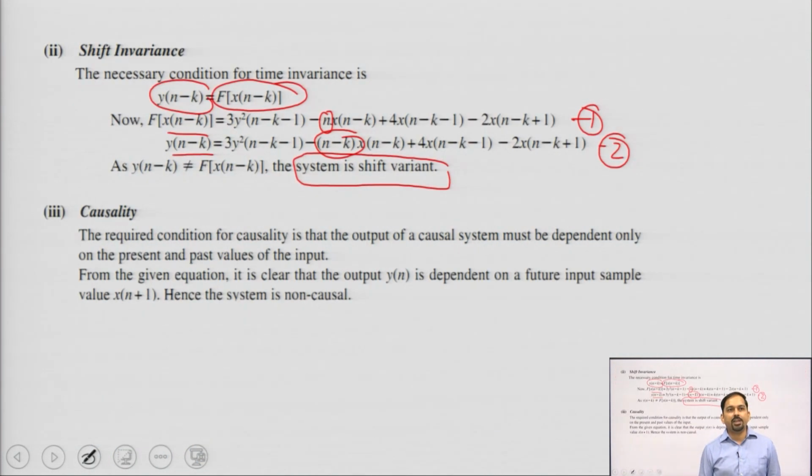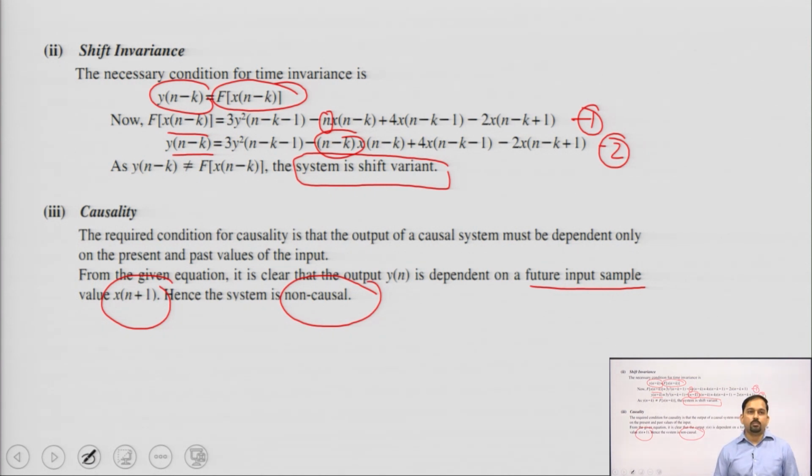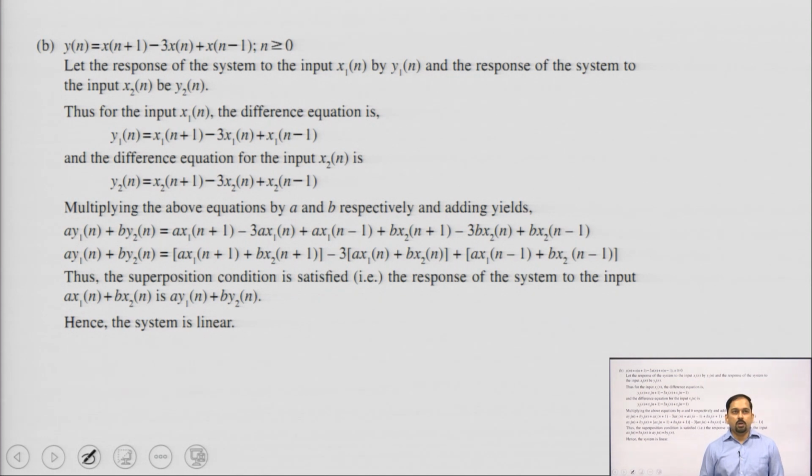So, as per the definition of causality, if the present output depends on a future input sample x[n+1], then the system is said to be non-causal. So, in this particular case, we have verified all the properties here: causality, shift invariance and linearity. Now, we will consider the second case. Again we need to verify the linearity, shift invariance and causality.